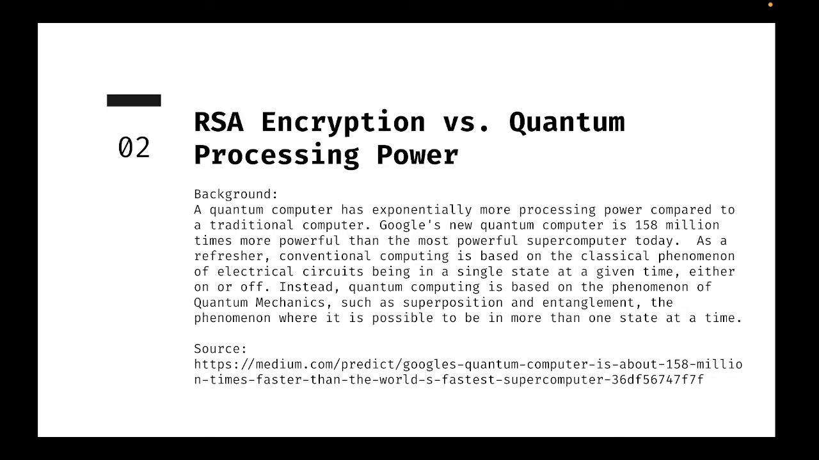If you don't know, classical computing is based on electrical circuits with a bit or a byte being in a single state, 0 or 1, or on or off at a given time. But in the world of quantum computing, we have quantum mechanics such as superposition and entanglement. This is a phenomenon where it's possible to have more than one state at a given time. And here I've given you a source, which is a Medium article about Google's new quantum computer.